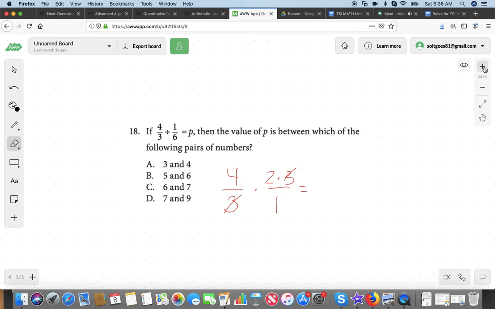Which is going to give us what? 4 times 2 is going to give you 8. 8 divided by 1, which is just regular 8. Okay, does that make sense? Yes. All right, what's the right answer choice then, buddy? D. Yeah, 8 is between 7 and 9. It is answer choice D.